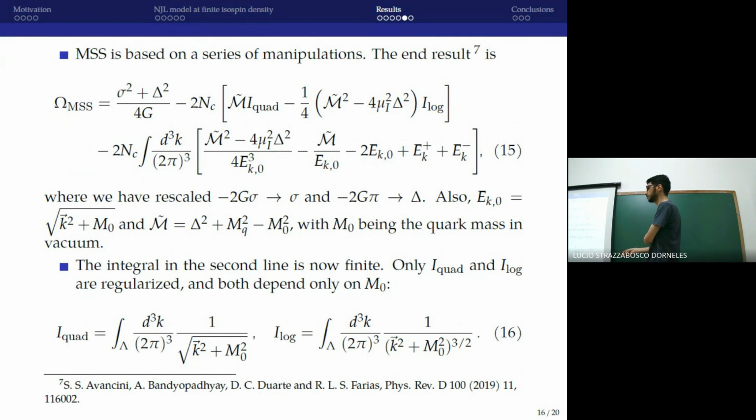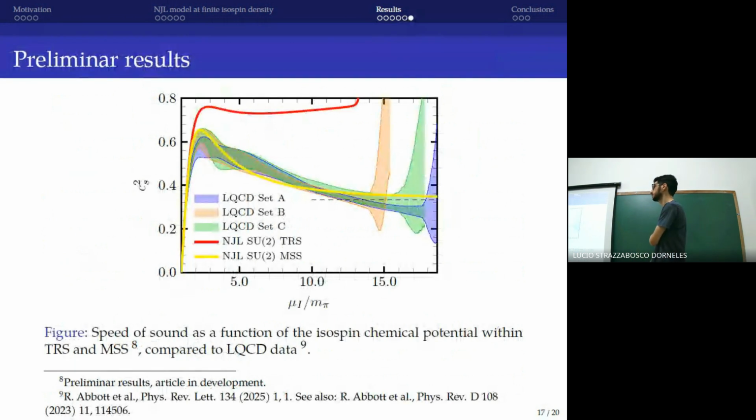This is the vacuum condition, that is, density 0. Same for this integral. So only these two are regulated. These terms are totally finite. And you can see the speed of sound in the linear results we have. The work is in development. We have three lattice data sets for the speed of sound. And with the traditional regularization scheme, the speed of sound grows. You see this kind of peak here, but then it keeps growing and eventually diverges.